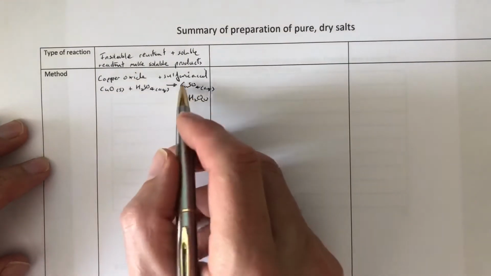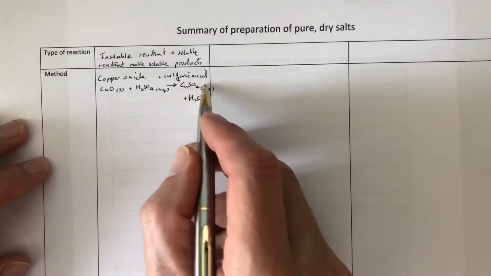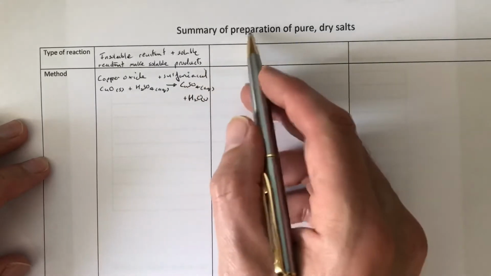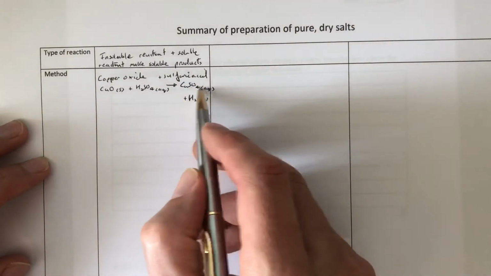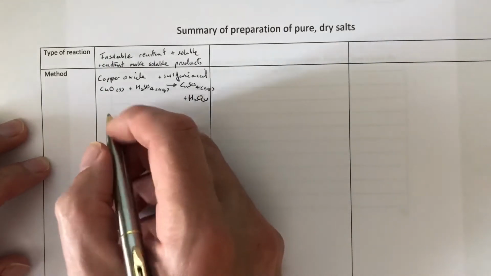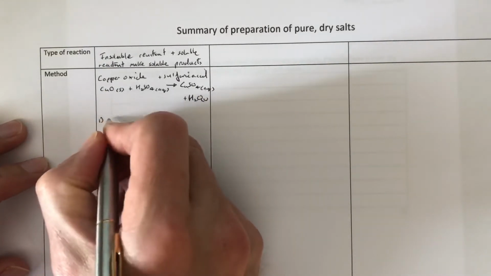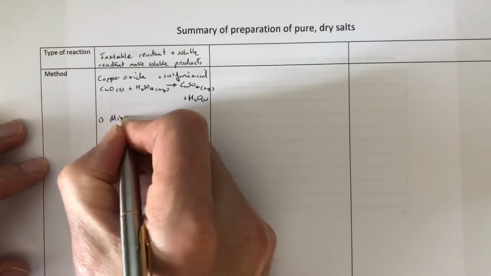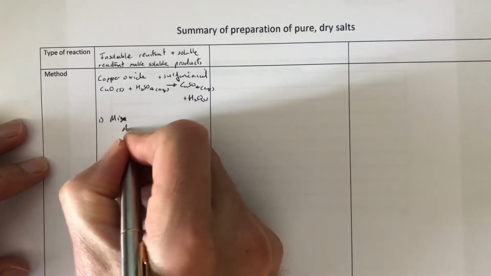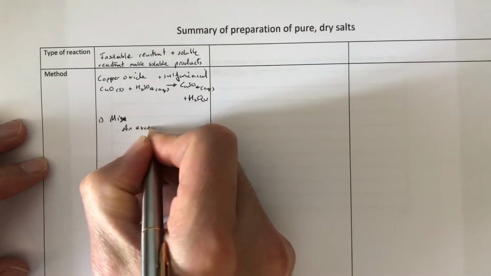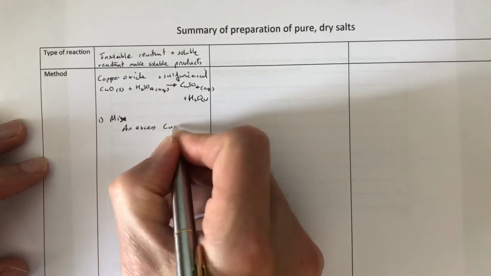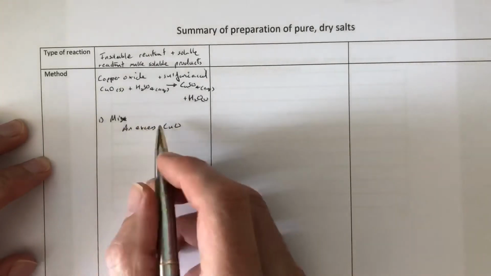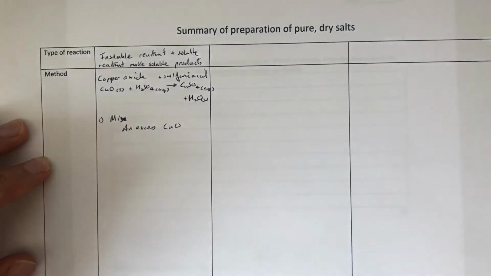Okay, so that's the example. So how do we get a pure dry sample of copper sulfate? That's what we're trying to do: prepare a pure dry sample of salts. So we want to prepare copper sulfate. Right, there's 4 stages to this. First stage, mix. We're going to use an excess, too much copper oxide. So we're going to mix the reactants, copper oxide and the sulfuric acid.